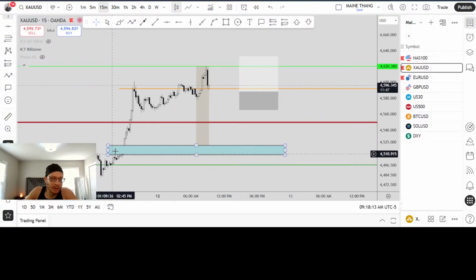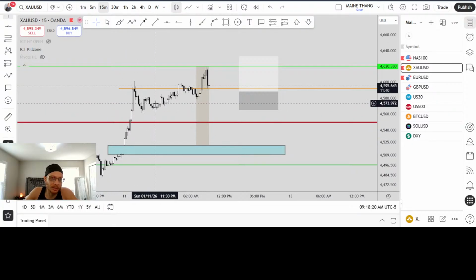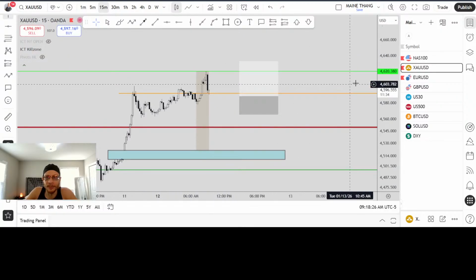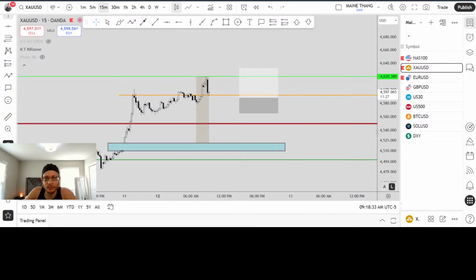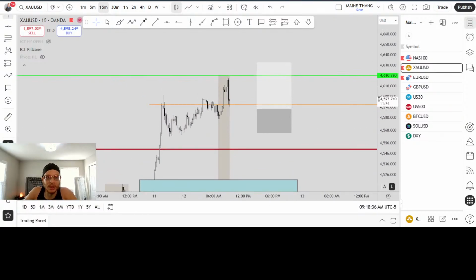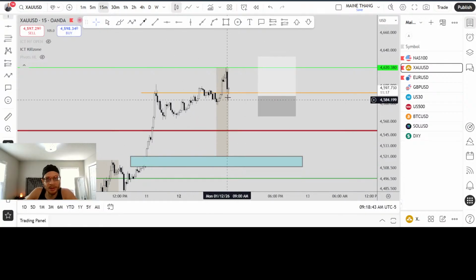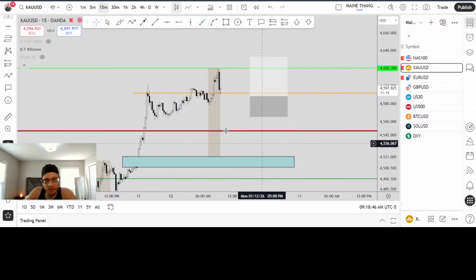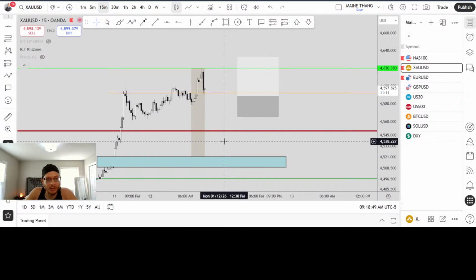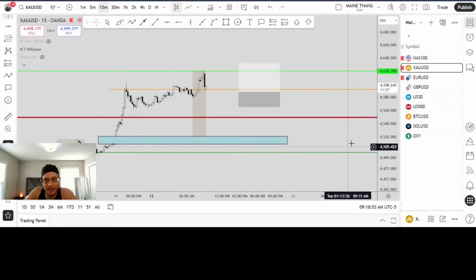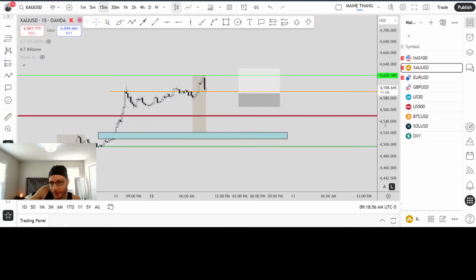So we did get a push Sunday opening all the way up. And then we got another push during London session up to 4620. And then we're making note of this gap in price just in case price wants to retrace down. If it does retrace down, then we're not looking for sells. We are continuing looking for buys until a higher time frame, such as the 4-hour and daily, tells us otherwise.